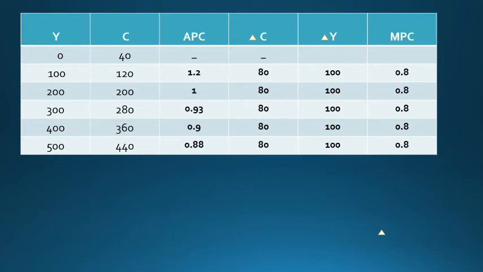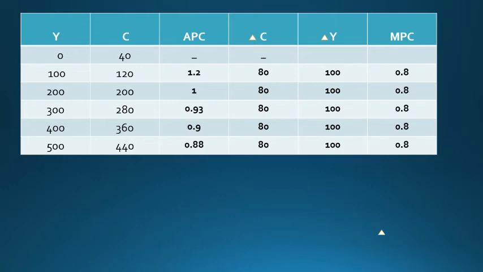Now let's learn more about the properties of APC and MPC. As you can see on your screen, a schedule is representing the value of APC and MPC. As the income is increasing, the consumption also increases. On this fact, we know that the value of APC is actually 1.2 initially, which is greater than 1. Then it becomes equal to 1 when the income and consumption are exactly equal to each other at the break-even point. And after that, the value of APC starts to fall. That means it becomes less than 1.